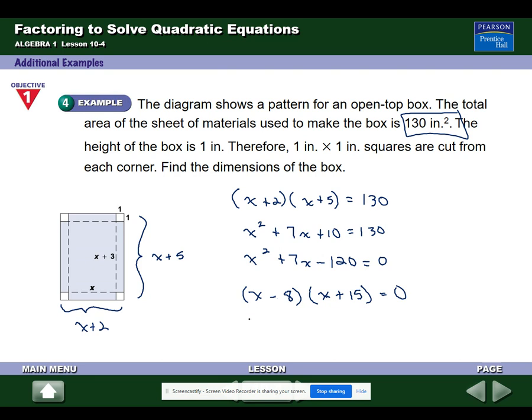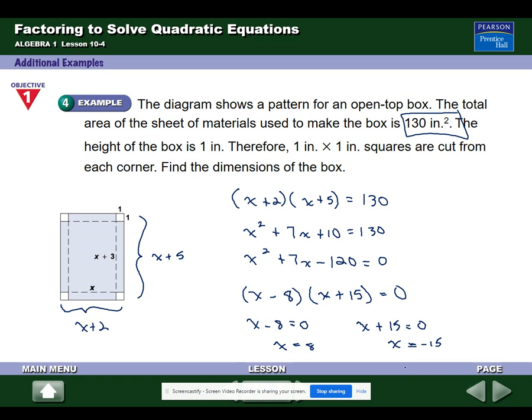Zero product property. Now I can use it. X minus 8 equals 0. X plus 15 equals 0. This would be x equals 8. This would be x equals negative 15. Okay? Now before we finish this up, just think about those two answers. Look at what x was. Look at your two answers. Are they both reasonable?